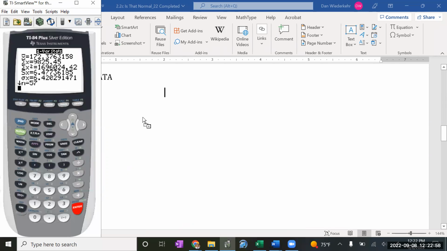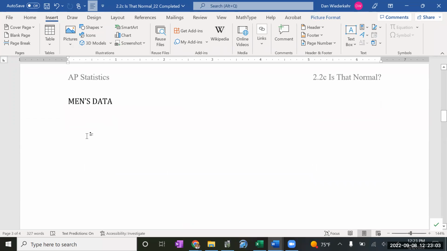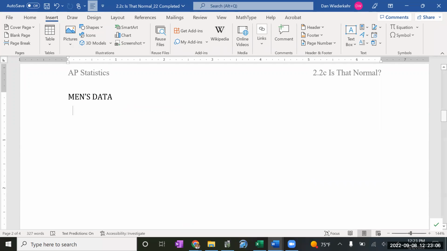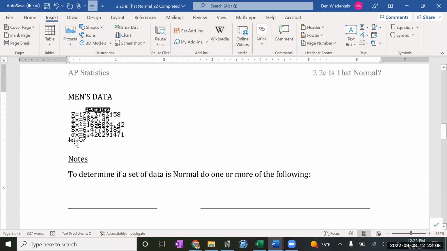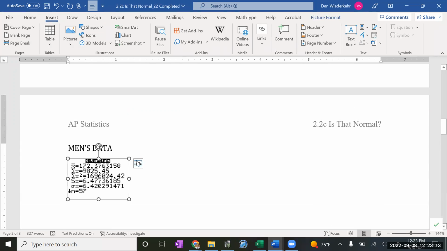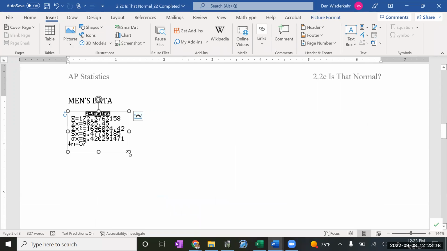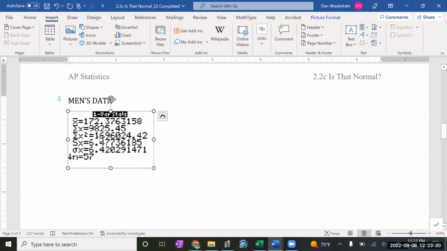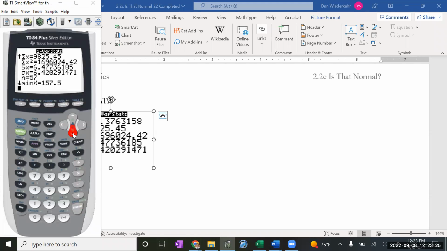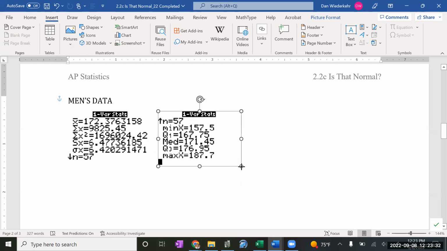Okay, and so here's my mean, 172.4, and my median is, let me pull this over here, see if we can get this to work better this time. I was having trouble with it the first time I tried to do this. Okay, so the mean is 172.4, and the standard deviation is 6.5. And if I scroll down here, I can get the median.